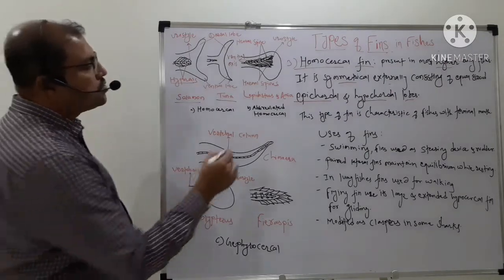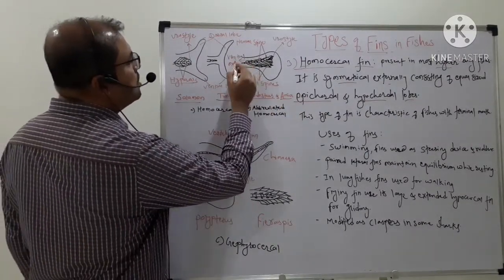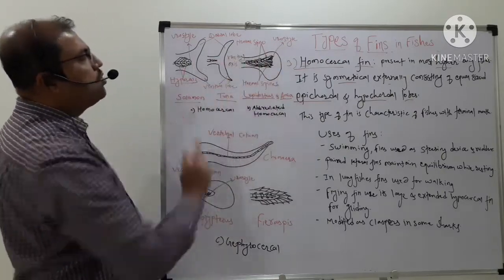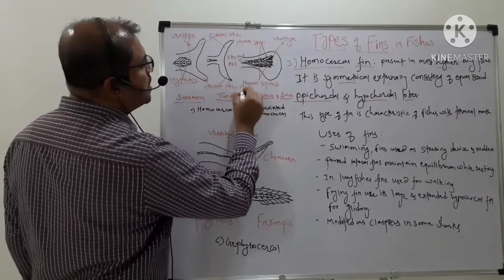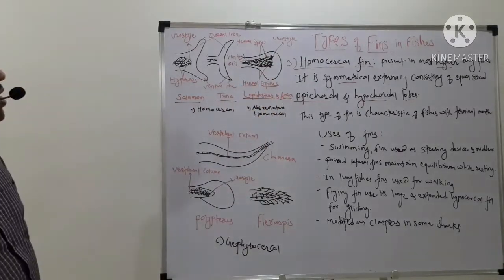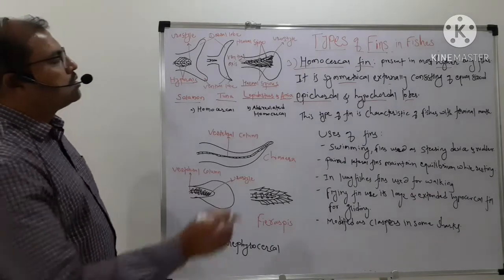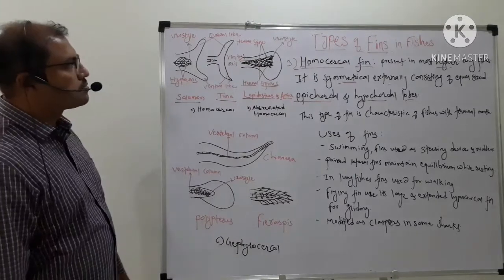In the case of Lepidosteus and Amia fishes, the ventral axis goes to the epicaudal lobe and the urostyle goes to the epicaudal lobe, and it has hemal spines which are somewhat larger and spread to these lobes. That is about the homocercal kind of fin.